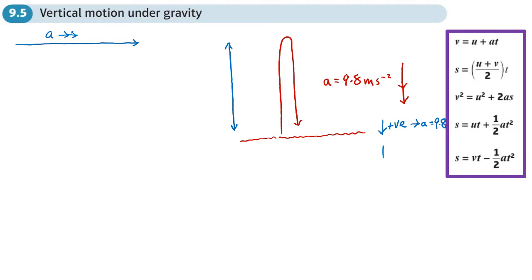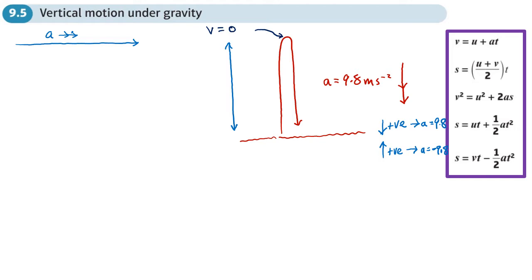If in the question I decide to take up as positive, then a will be negative 9.8. It's actually a deceleration acting in the other direction because it wants to make things come down. So if you throw something up, then it will decelerate. Right, what else can we see from this? Well, you see at the top point here, whatever the object is, it will stop moving for a while. At that point, v equals 0, and that's at the maximum height.